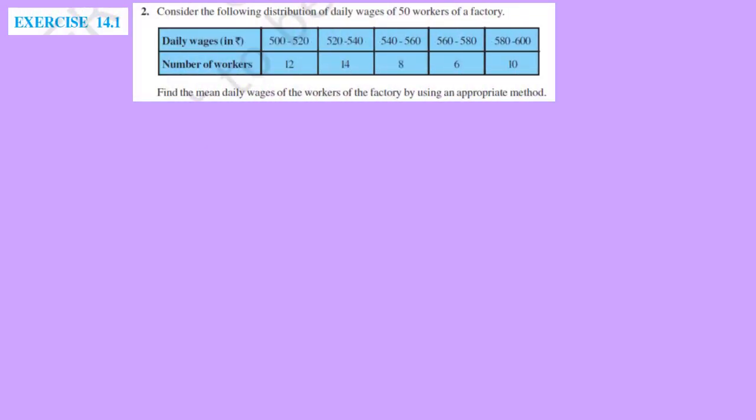Now let us move on to question number 2. Consider the following distribution of daily wages of 50 workers of a factory. So daily wages class given, number of workers in each class also given. Total frequency is given as 50. So let us make the table first.